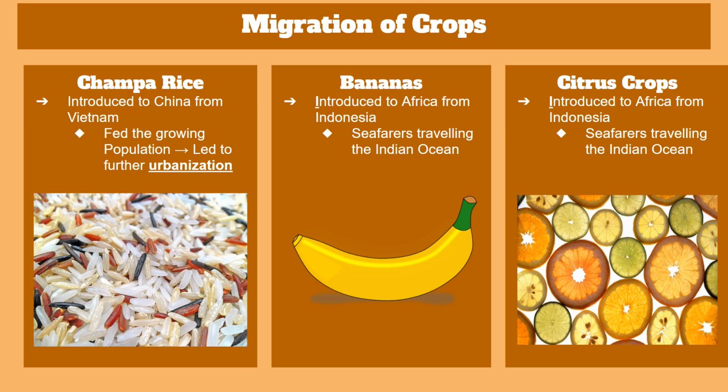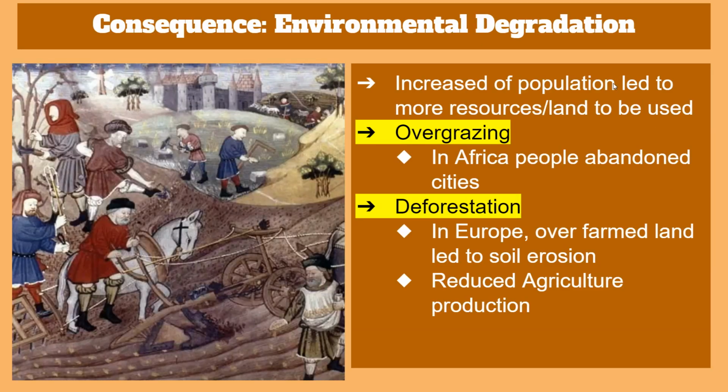Now, bananas were pretty much exchanged through the Indian Ocean. They went from Indonesia, which is Southeast Asia, the islands down there, all the way to Africa. And then citrus crops were also introduced to Africa from Indonesia. And again, these were from seafarers traveling the Indian Ocean. And I know it says just China there, but it's actually everywhere. And I'm going to show you on a map here soon.